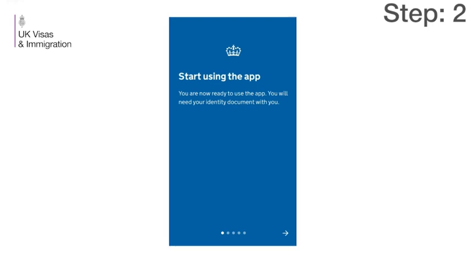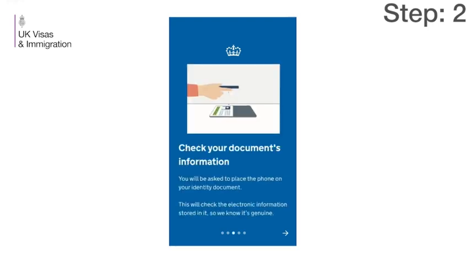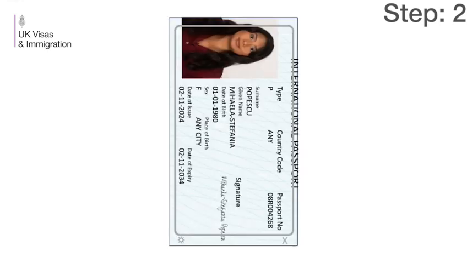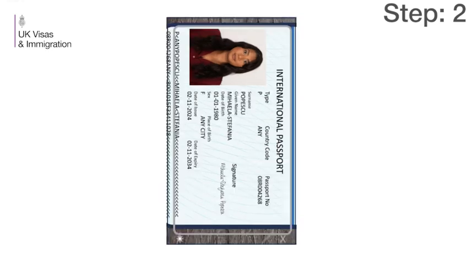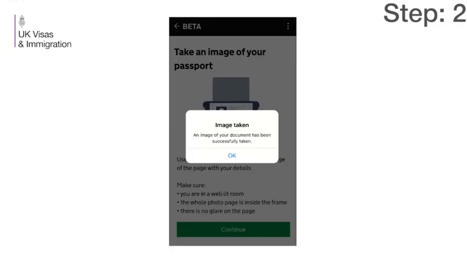You will now be given information on taking an image of your document. To go through this, you should click on the arrow to the bottom right of the app. When ready, click on Continue. You should now take an image of your identity document. You should ensure that the full biographic information page is visible inside the grey border. Once the document is detected, the border will turn green and the image will be taken. You should now click on OK.